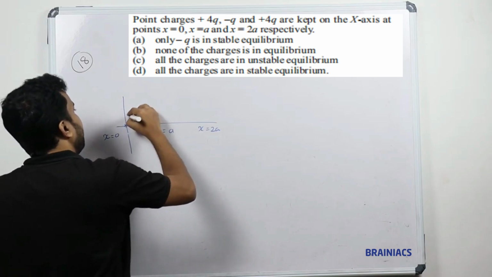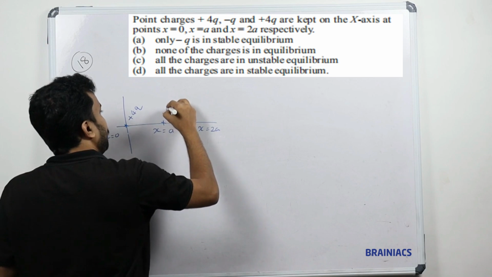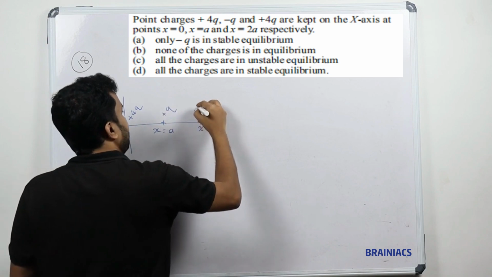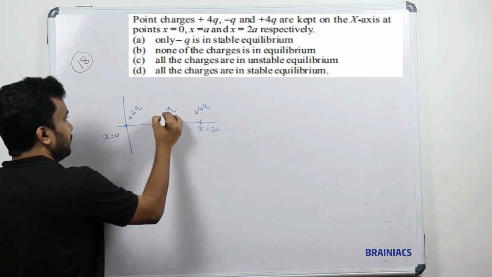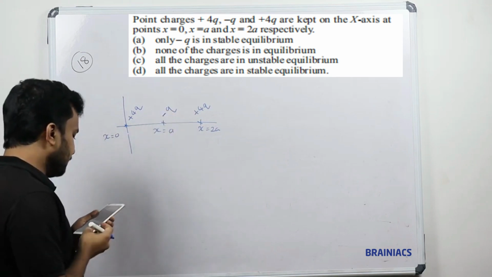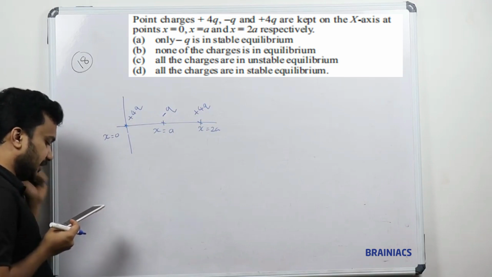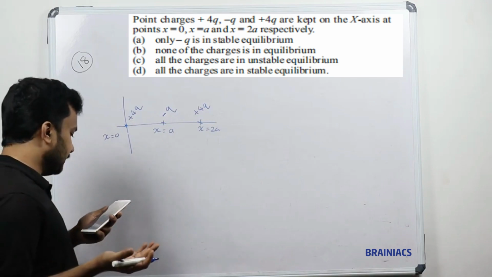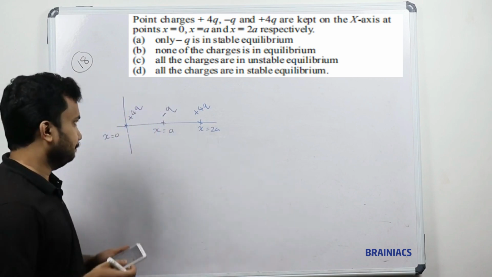Here we have minus q. Here we have again plus 4q. So the charges are placed at x equal to 0, a and 2a respectively. The question, if you see the options, is talking about equilibrium.